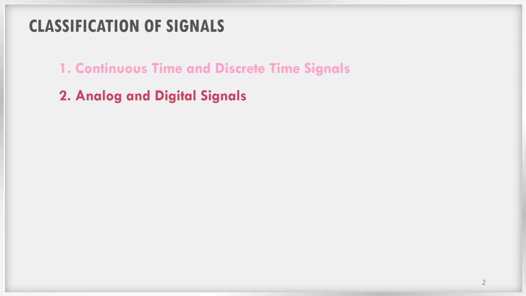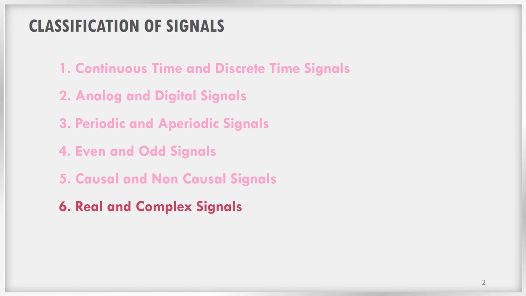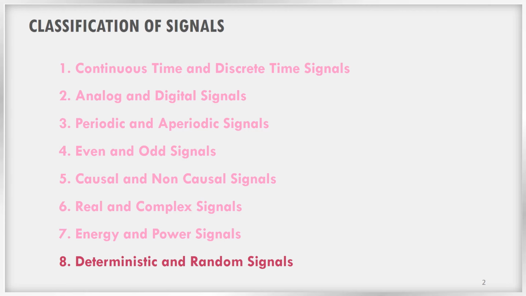The major classification of signals are continuous time and discrete time signals, analog and digital signals, periodic and aperiodic signals, even and odd signals, causal and non-causal signals, real and complex signals, energy and power signals, and deterministic and random signals. We have just seen the list of classification of signals.